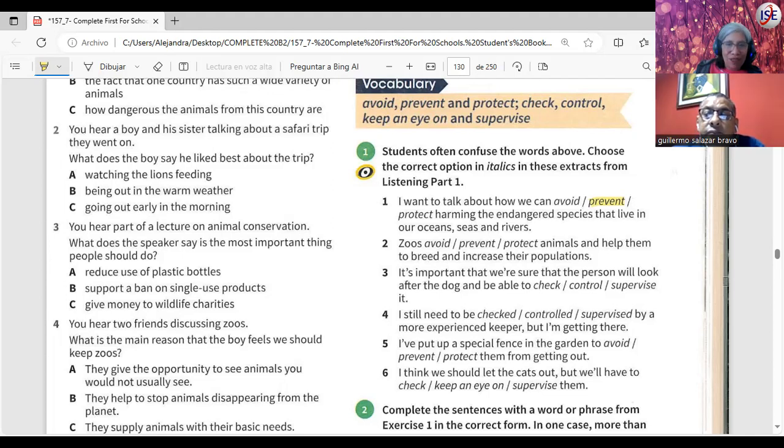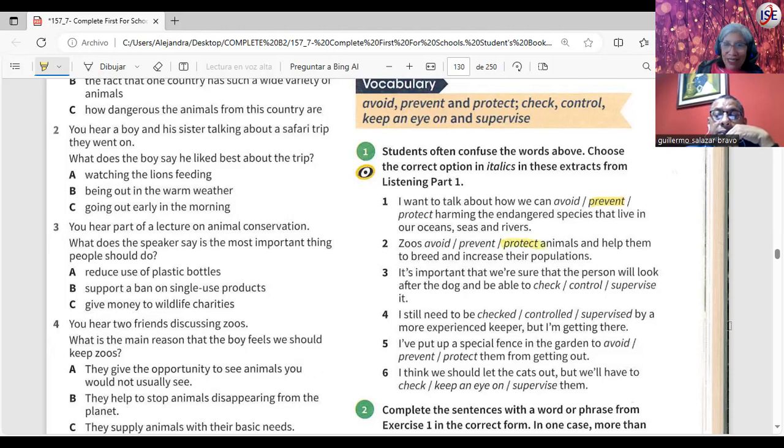You can avoid someone or something. Avoid the traffic jams. Avoid my boss. And protect is completely different. Okay. Avoid, prevent, or protect animals and help them to breed and increase their population. This is easy. To protect animals and help them. Yes.